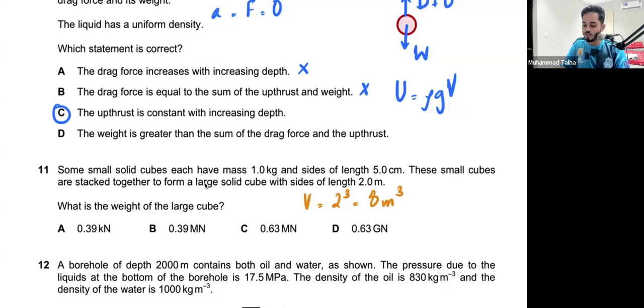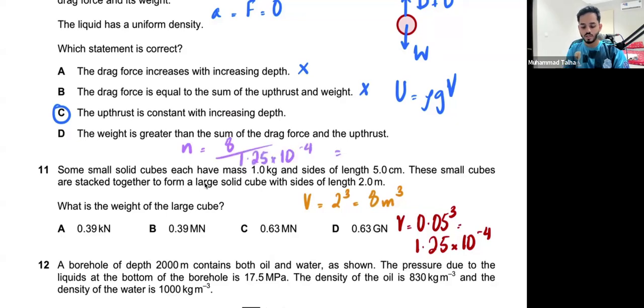And doing the same for the smaller ones, V equals 0.05 cubed, because that's also a cube. So that is 1.25 into 10 to the negative 4. Then I can divide this by this to figure out the number of cubes. So my number of cubes would be 8 over 1.25 into 10 to the negative 4, which is 64,000 cubes.